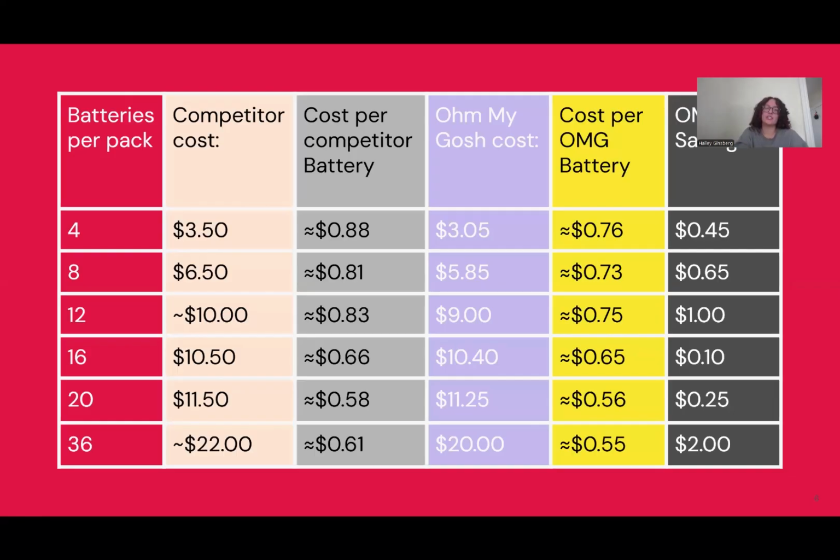Using the piecewise function, here are our prices compared to our competitors. Across all pack sizes, we save customers money. Our lowest being 10 cents, and then our highest being a whole $2, showing that we consistently undercut competitors while keeping realistic profit margins.